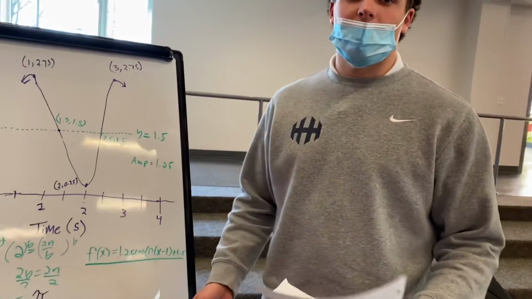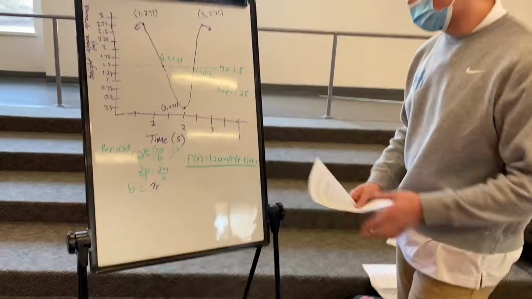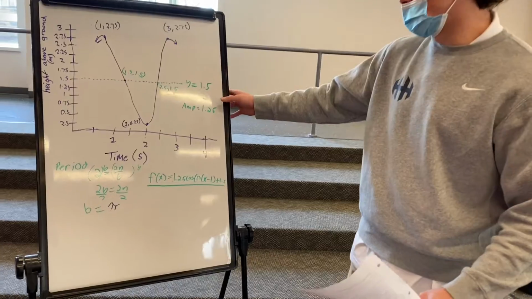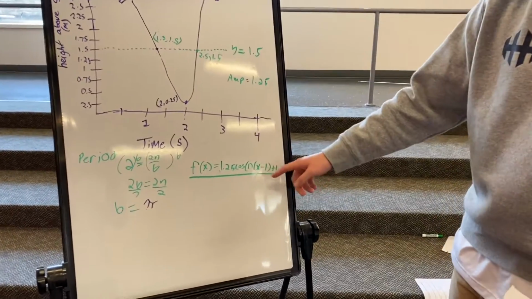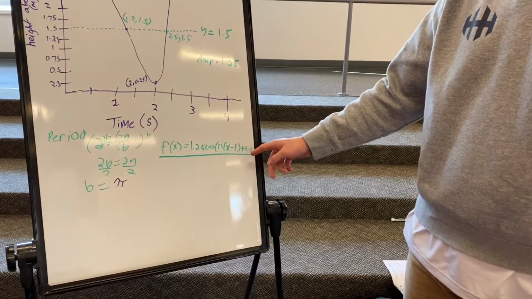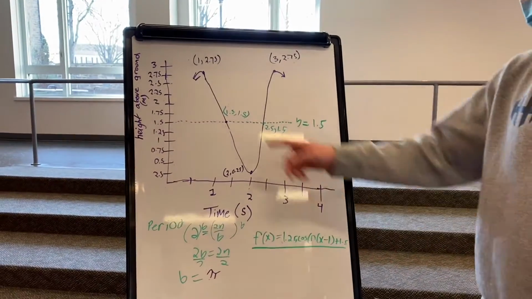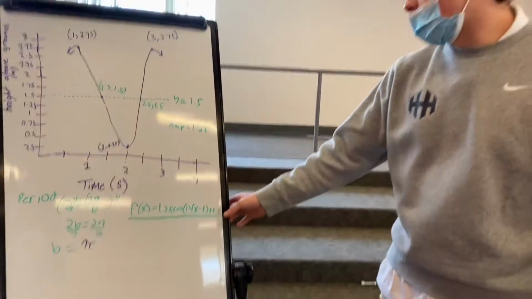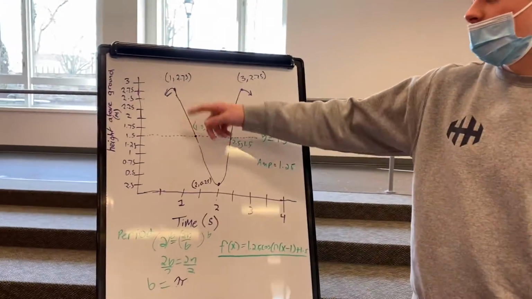After that, we can figure out our equation. So here we have f of x equals 1.25, which is our amplitude, times cosine of pi, which is our b, times x minus 1, because we shift over 1 on the x-axis, and then plus 1.5 because that is our vertical shift.